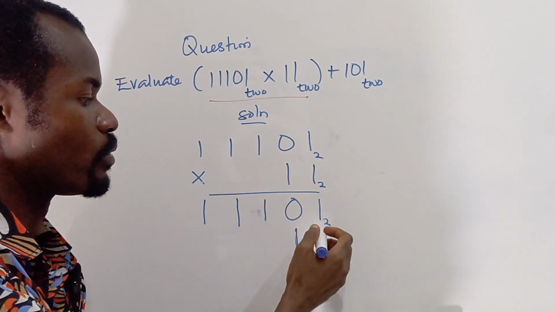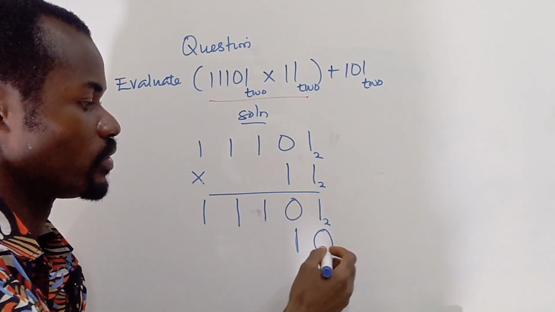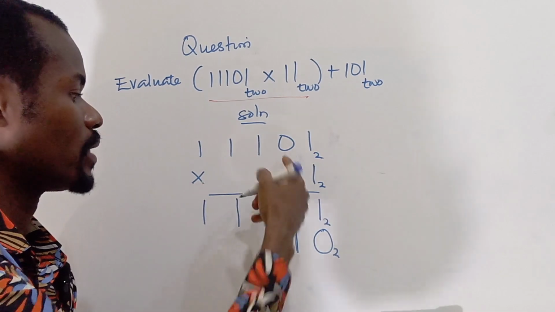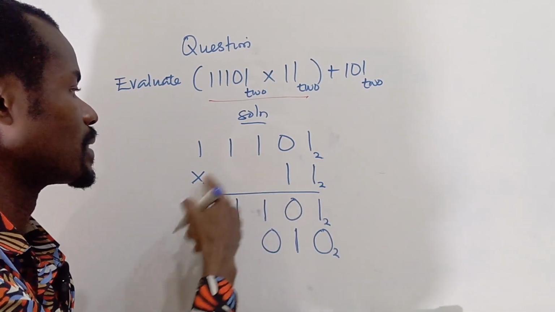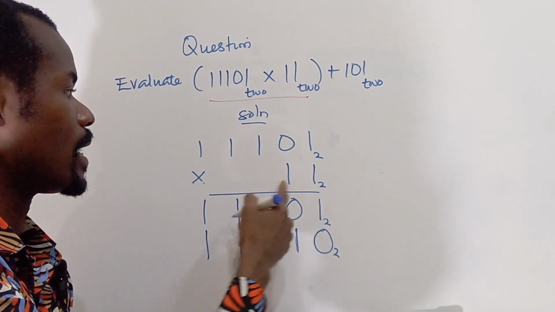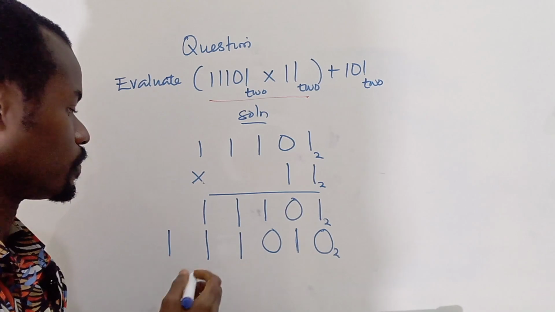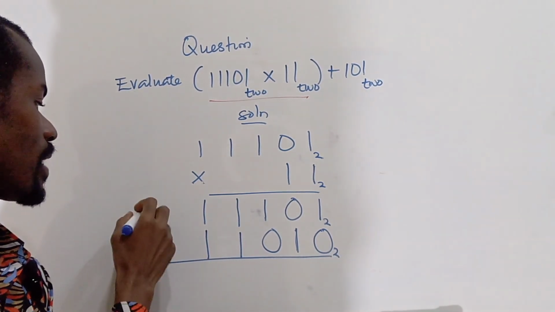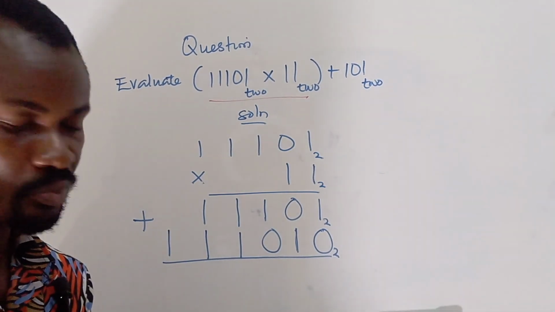But before we do that, we are going to cover this with 0. So 1 times 1 is 1. 1 times 0, we have 0. 1 times 1 is 1. 1 times 1 again is 1. And 1 times 1 again is 1. So we have this. Now we are going to add.